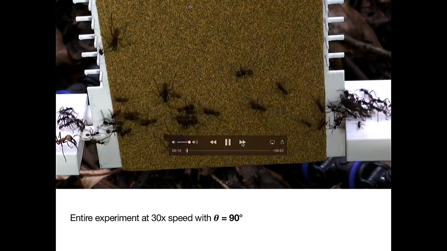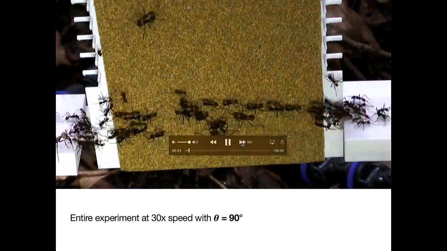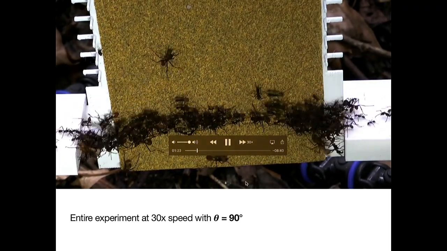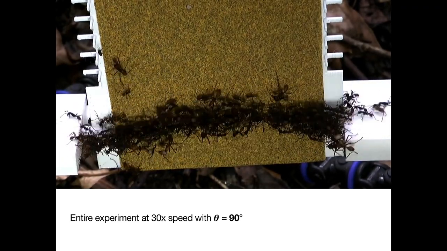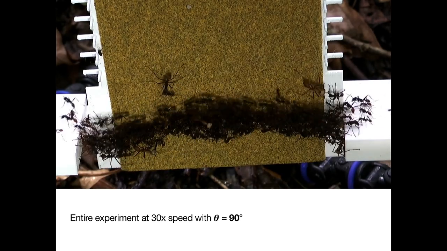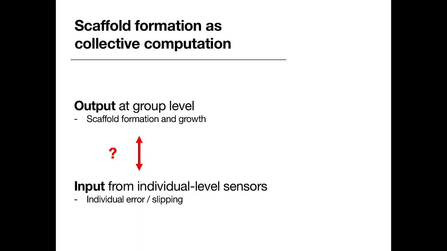And to me, it reminds me a lot of the process of wound healing or some self-healing material. So hopefully I'll be able to talk to some of you here about that who have more expertise in those areas. But again, we see this as another kind of collective computation where here we have this output at the group level. In this case, it's the growth of these scaffold structures. And in this case, we know what the input is from the individual level sensors because we can see the ants slipping. So there's clearly some individual level error, some individual level sensing that's going on. And so I think it's going to be much easier to extract the mapping in this case.